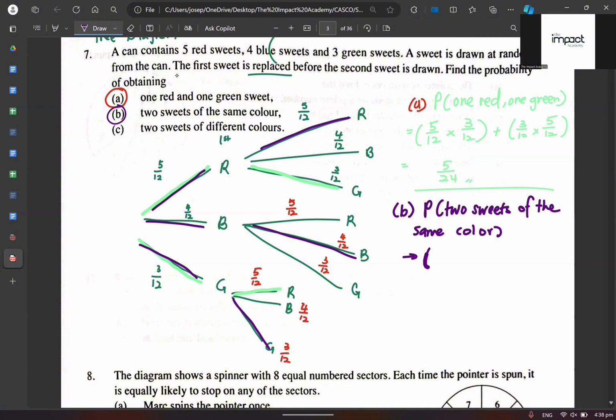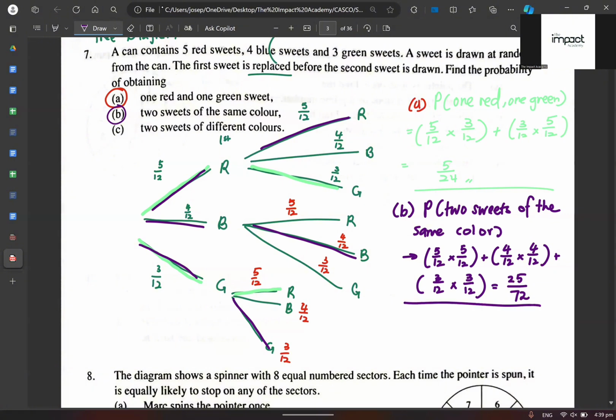Okay, so over here you go 5 over 12 times 5 over 12, plus 4 over 12 times 4 over 12, plus 3 over 12 times 3 over 12. Is this something that you can understand? So you work it out and you get 25 over 72. Am I making sense here? Yeah. Okay, so follow the color. Now I'm talking about purple color.